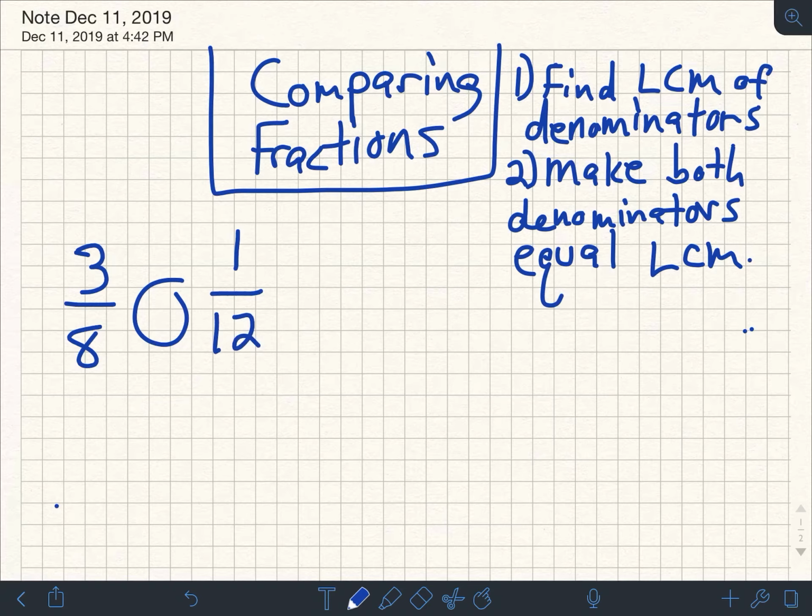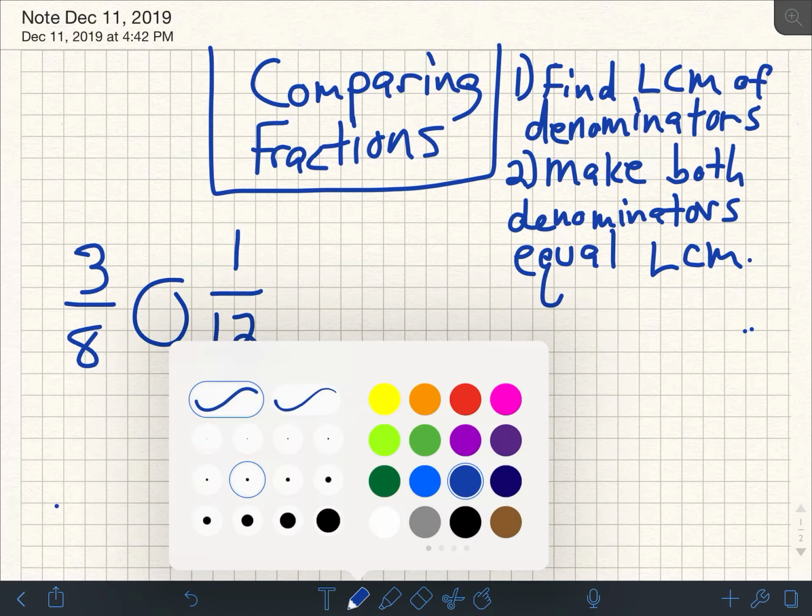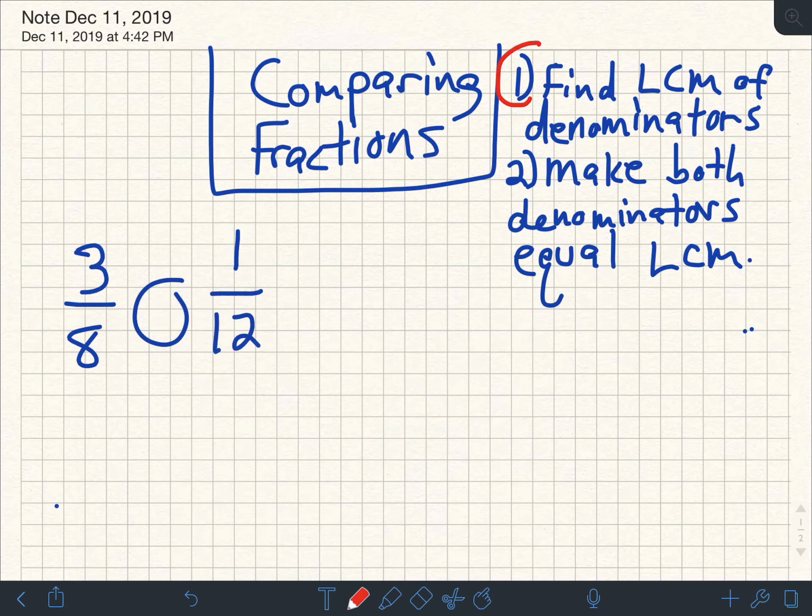So the first thing we have to do is find the least common multiple of the denominators. So step one, find the least common multiple of the denominators. My denominators in this problem are 8 and 12.